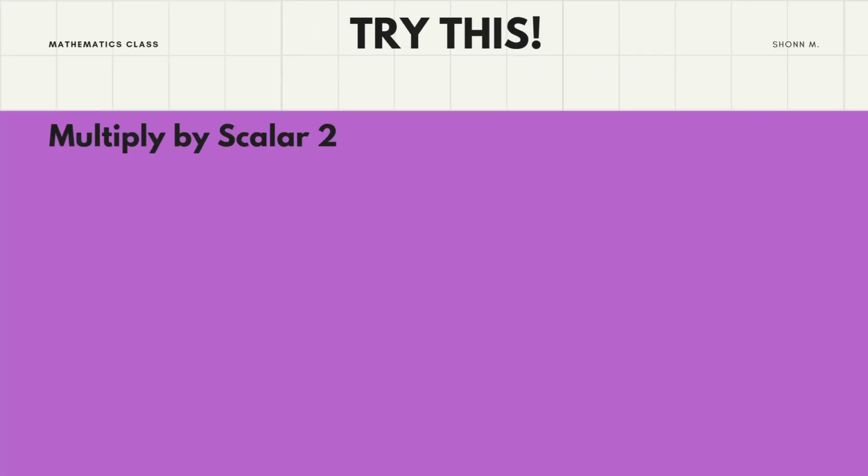Try this. We have a matrix B, a 2 by 2 matrix, 2, negative 1, 0, and 3, where the scalar is 2, alpha scalar 2. Okay, pause the video and answer this.